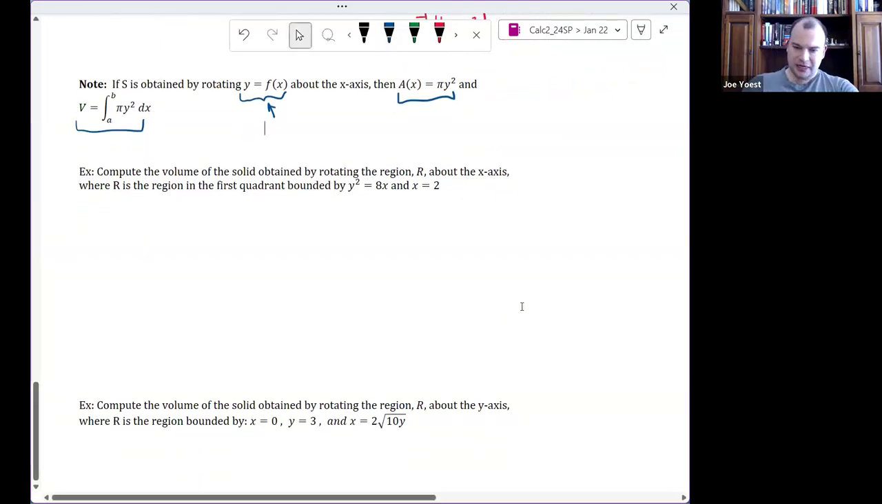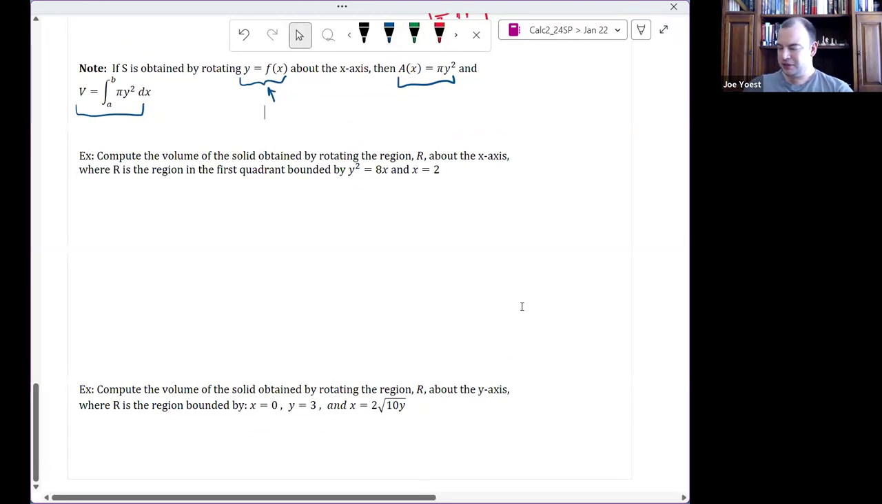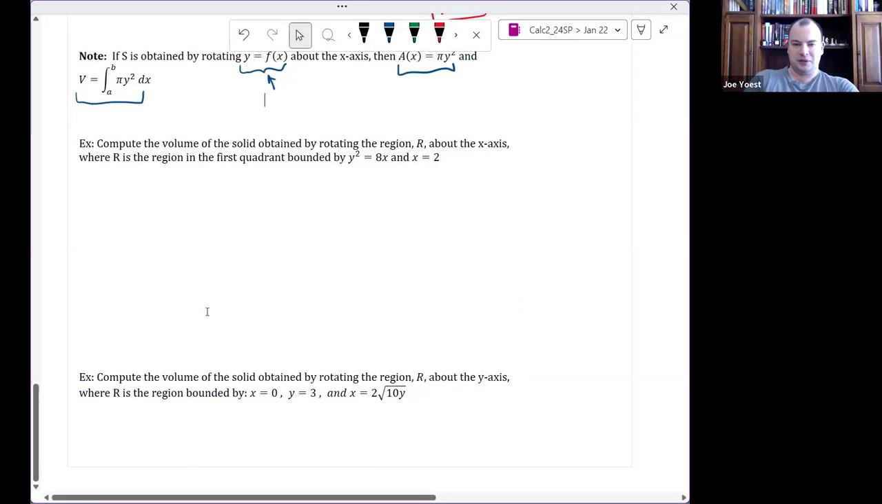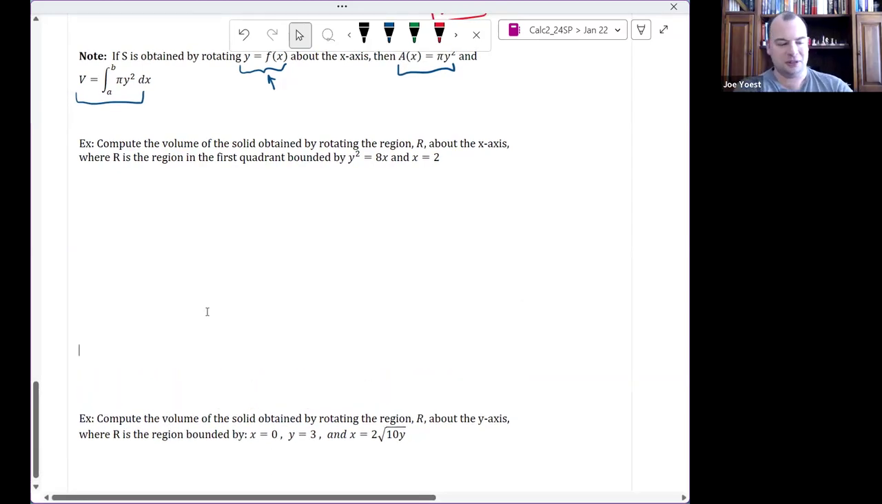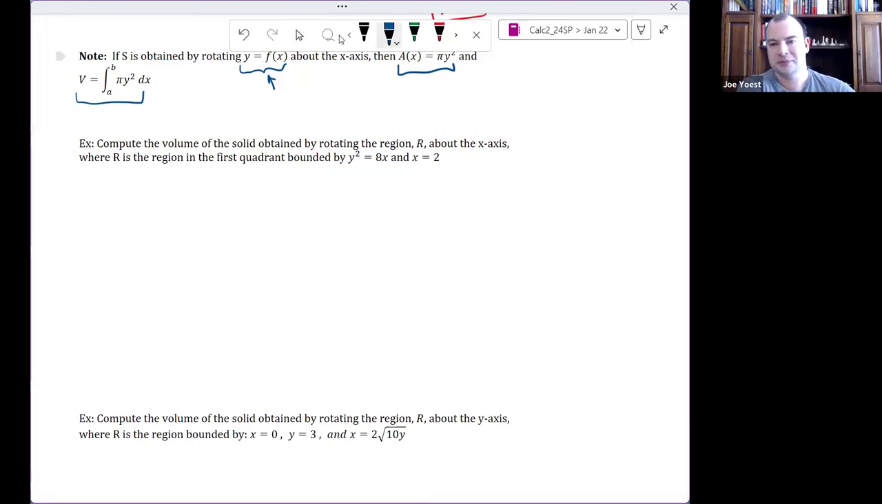Okay, so I think we should have time to get through at least one more of these. So let's work through this one and we might get to the last problem. Or if we don't get to it, I'll just put it in the supplement. So let's compute the volume of the solid obtained by rotating the region R about the x-axis. So we'll start by drawing the region.